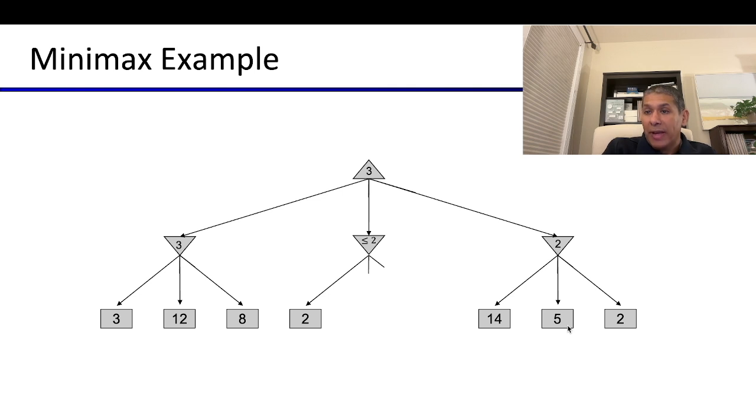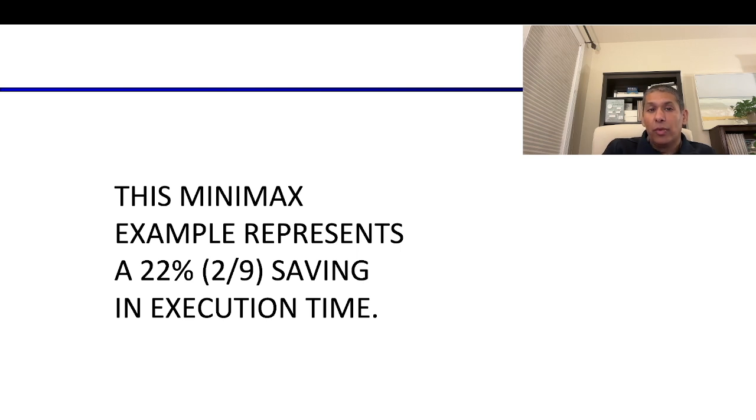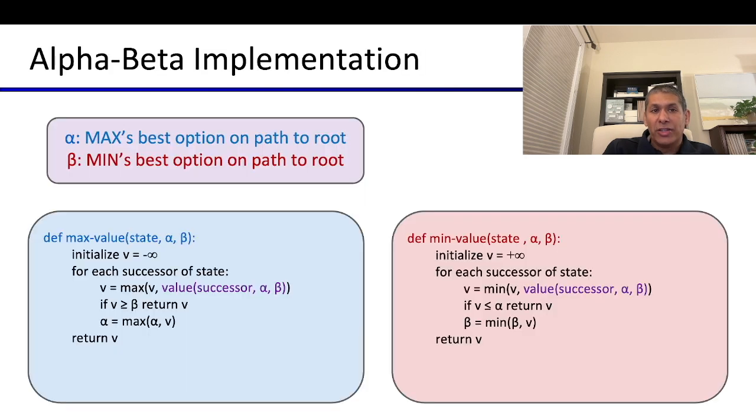So we spent the time in computing that 5. Then we spent the time in computing the 2. And then we reached it, so we were not able to eliminate anything else here. Okay? And therefore, we have that 22%, that's 2 out of 9 savings in execution time, which is still pretty good.